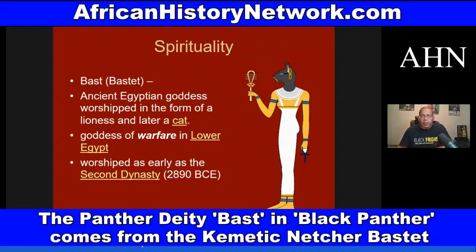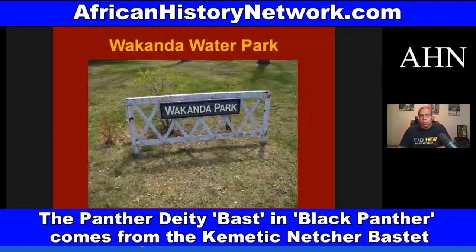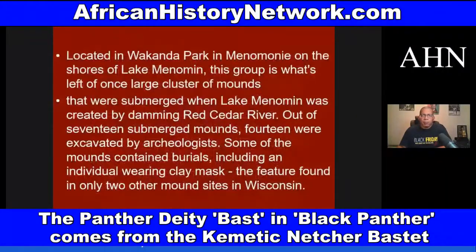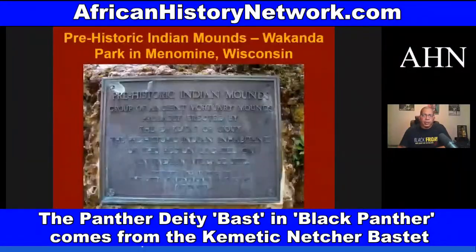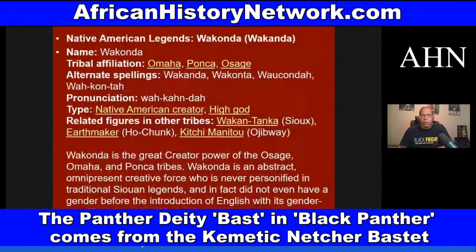So, and then we deal with the film Black Panther and the word Wakanda and what Wakanda means, because Wakanda comes from Omaha Ponca and Sioux Indian languages. It means possesses secret powers. Wakanda is a real word. There's also a Bantu word as well. It's in Kikongo.